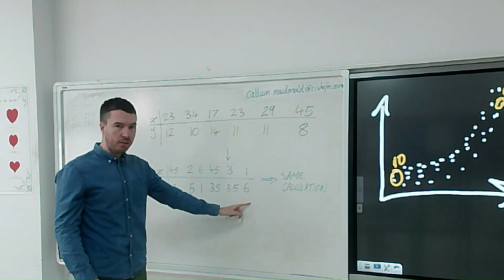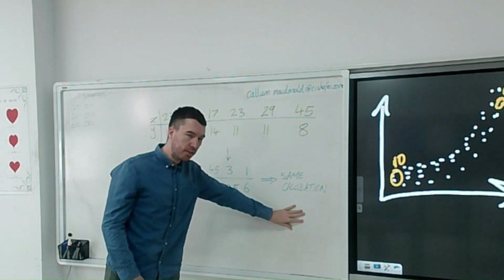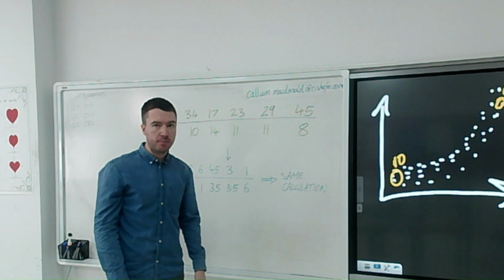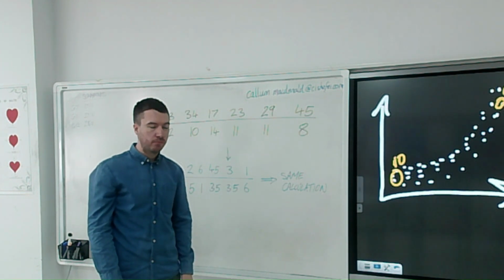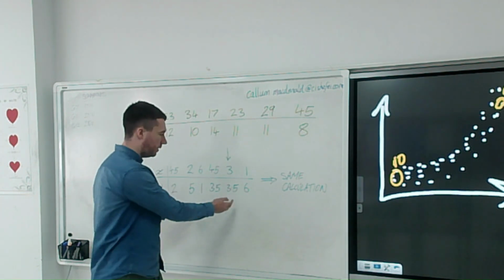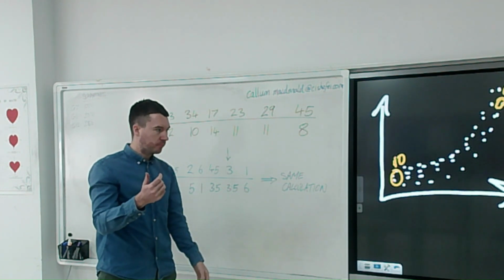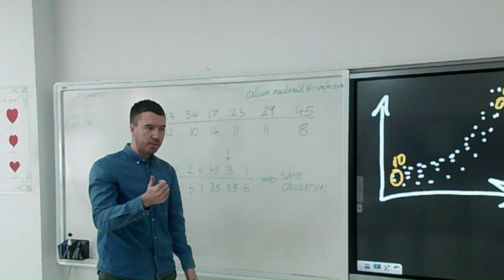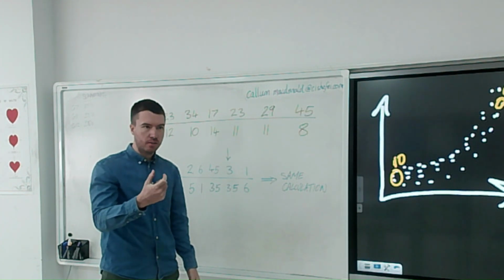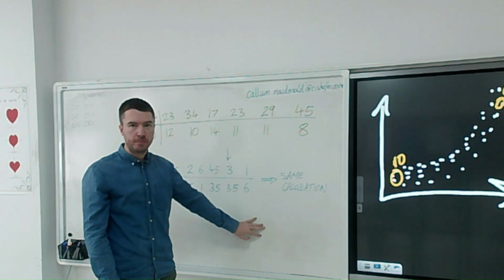I do the same for y. And then I do the exact same calculation as I would have done for PMCC. The exact same calculation. You put this data into your spreadsheets on GDC, menu, stat calculations, 2 variable statistics, and you will get r. That's it.